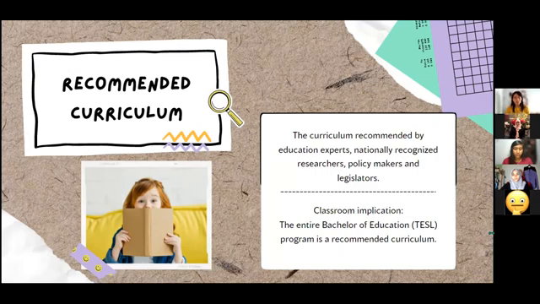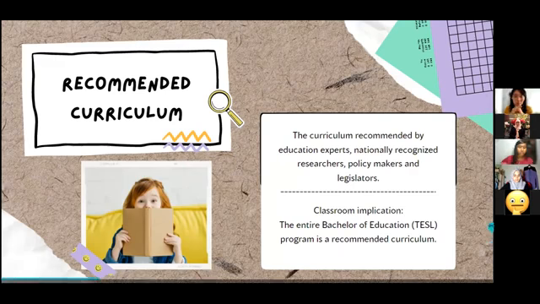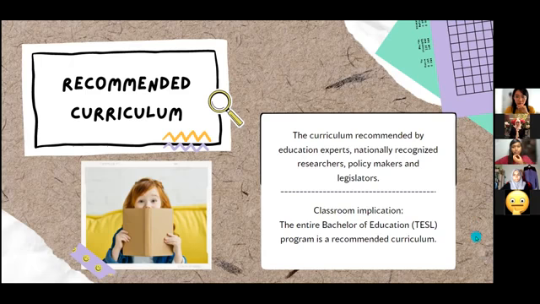So what this basically is, have you ever wondered why we have to follow the subjects, the course flow so religiously? The answer is simple: the Ministry of Education, the Commission on Higher Education, or any professional organization can recommend and implement a curriculum. So like the entire Bachelor of Education, TESOL, program is a recommended curriculum. So yeah, next slide, please.